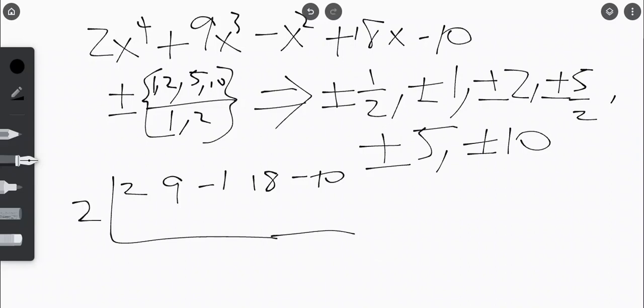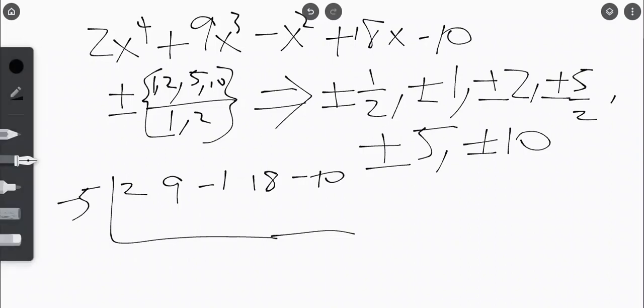Let's try 2. 2 times 2 is 4, 13, 26. And we see this is going to grow way out of control, so 2 is obviously not a root.